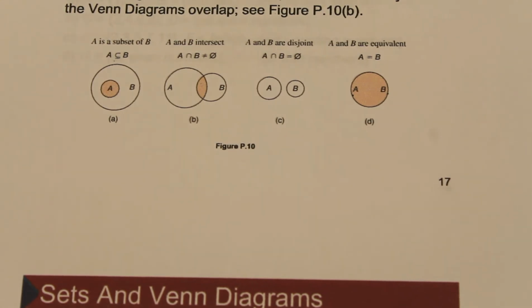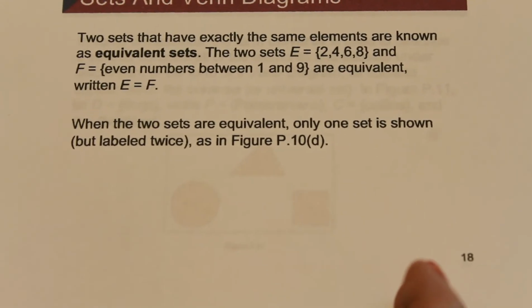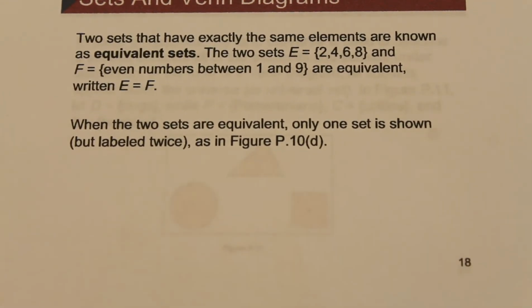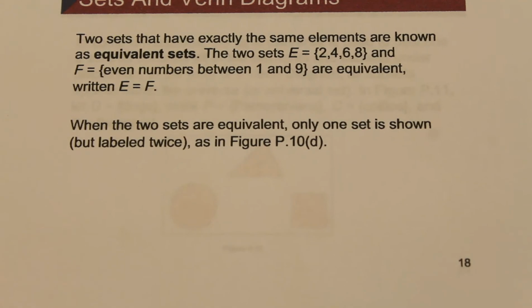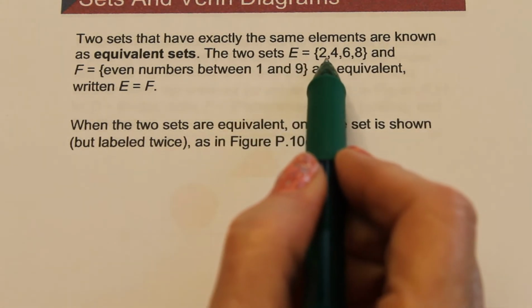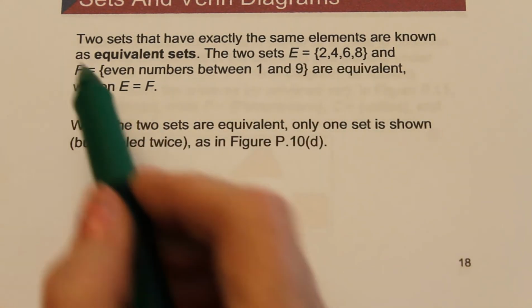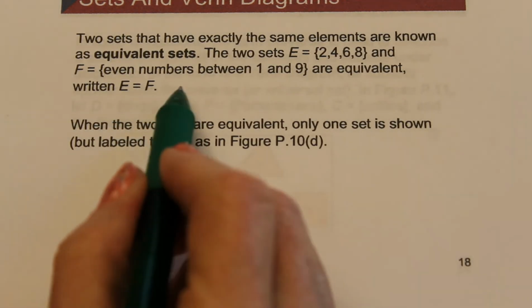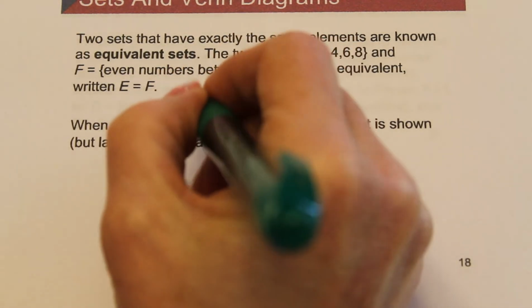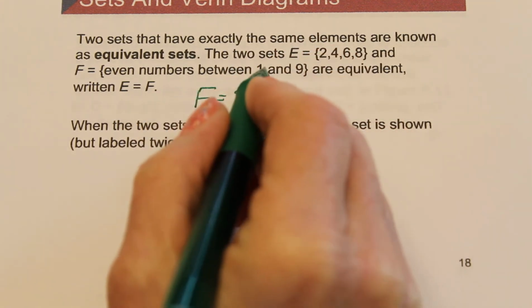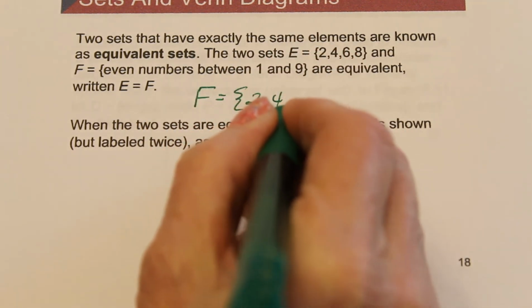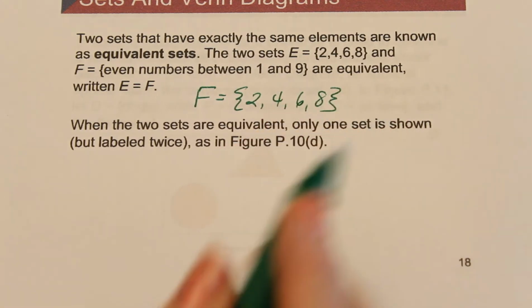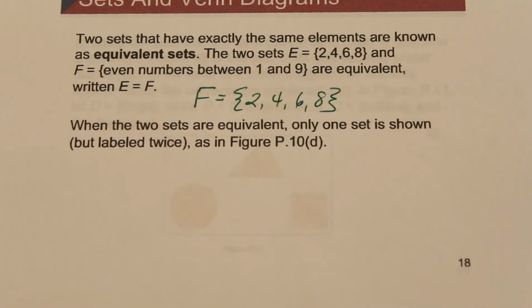So what about that phrase equivalent? If two sets have exactly the same elements, they are equivalent. Remember, order is not important in a set. Either an element is in a set or it's not. So if we had set E, which had the numbers 2, 4, 6, 8, and set F, which were all the even numbers between 1 and 9, that would be 2, 4, 6, and 8. These are equivalent sets.